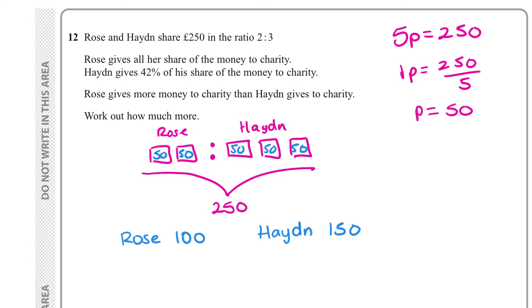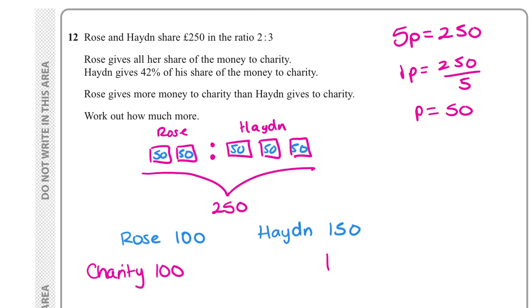Next, let's read the rest of the question. Rose gives all her share of the money to charity. So how much does Rose give to charity? 100. She gives 100 to charity. Hayden gives 42% to charity. So what do we need to do? Find 42%. We need to find 42% of 150, don't we? Because that's how much Hayden has.